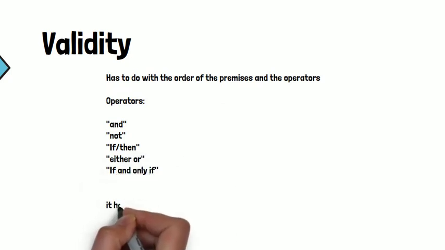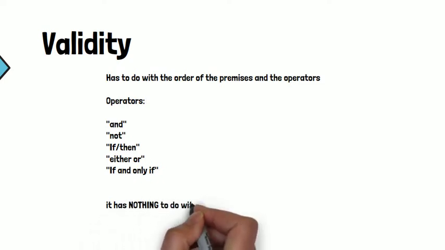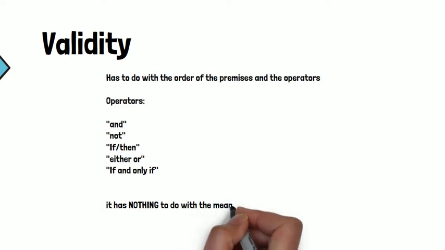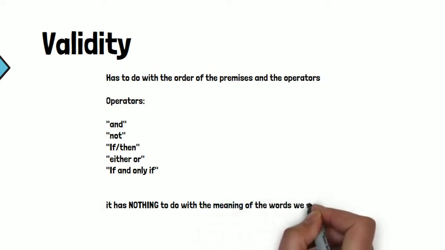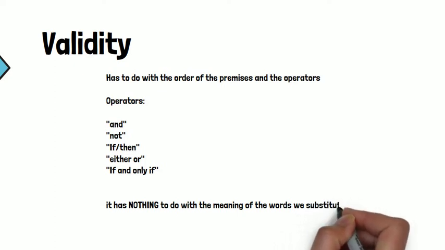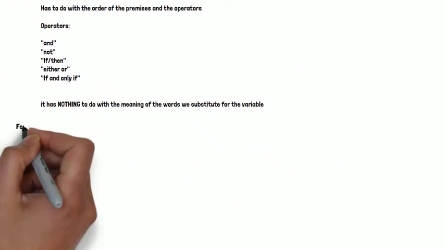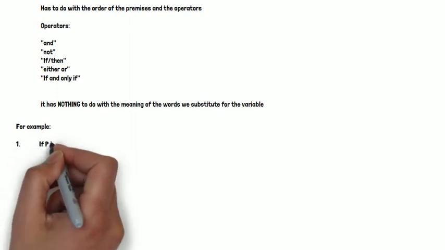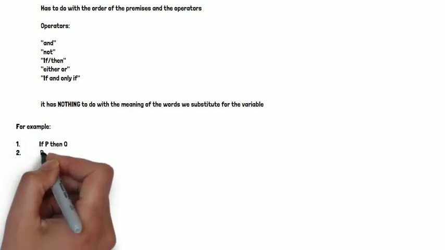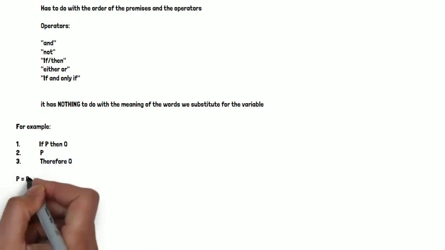These are operators. So an argument is valid when it's set up structurally the correct way. And it has nothing to do with the meaning of the words, except for the operators, in the sentence. Usually there are variables, and you substitute a word for the variables. So say, for example, you set up a valid argument with variables like this: 1, if P then Q; 2, P; 3, therefore Q. That's a valid argument. It's modus ponens.